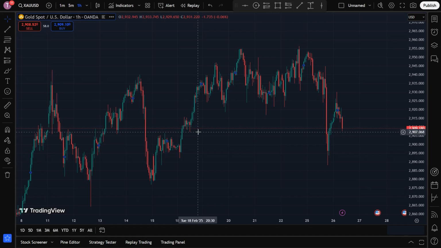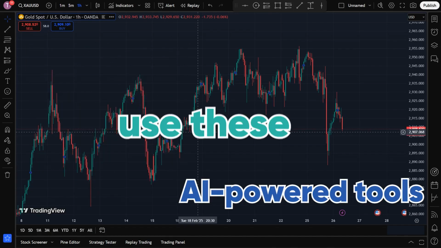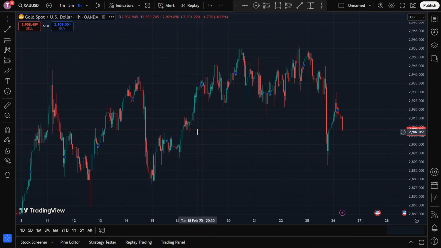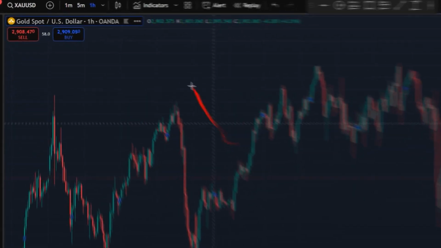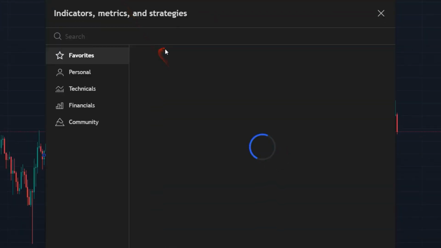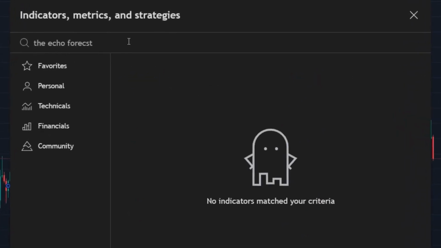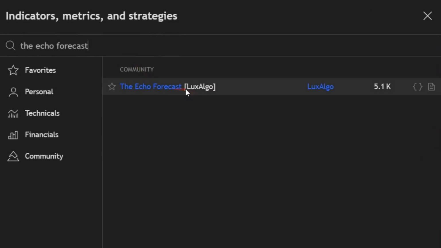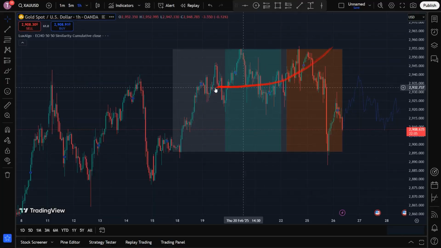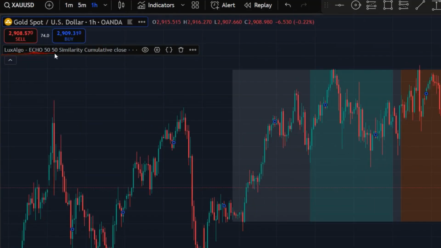Now, let's see how to practically use these AI-powered tools. First, add the Echo Forecast indicator to your chart. To do this, go to the indicator section on your trading platform and search for Echo Forecast by Lux Algo. Once added to the chart, it's time to adjust the settings.